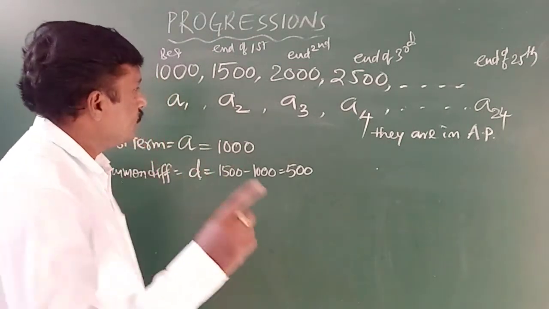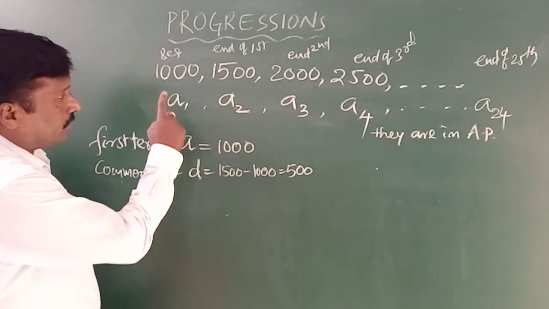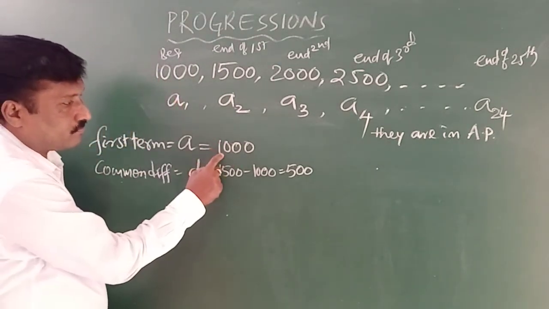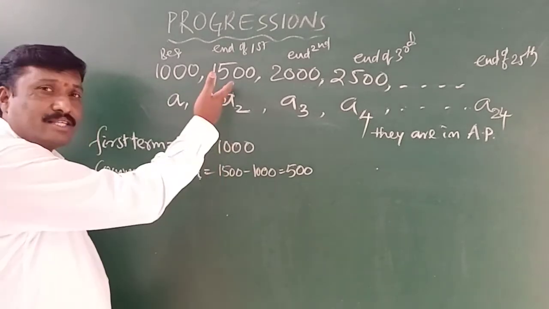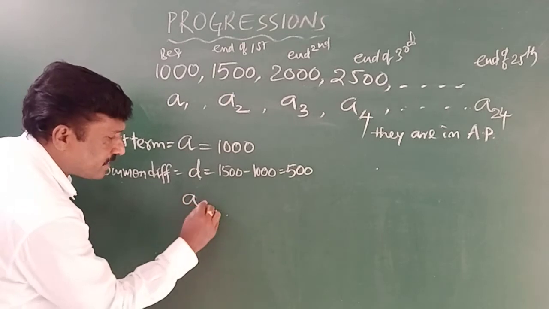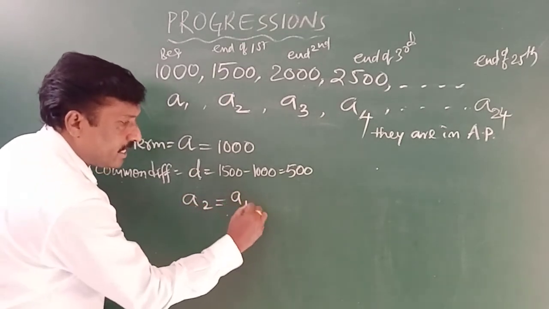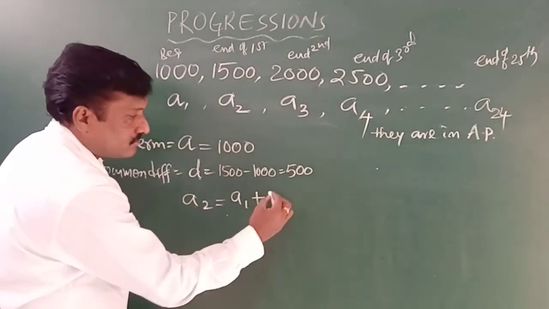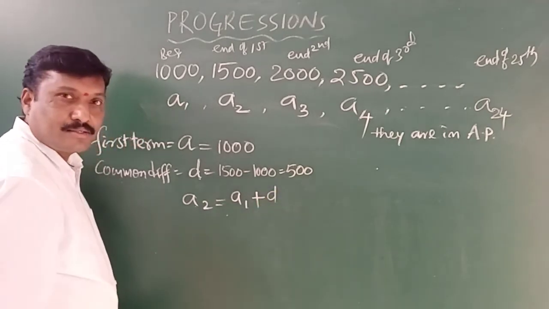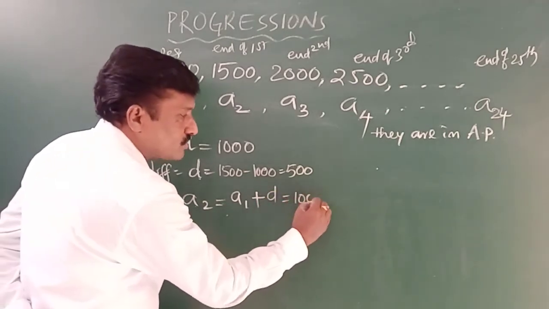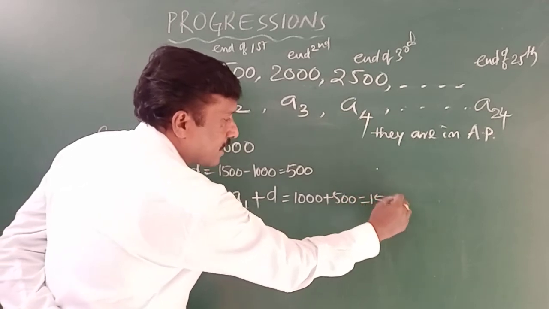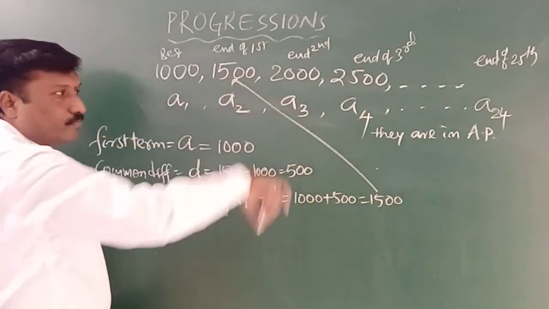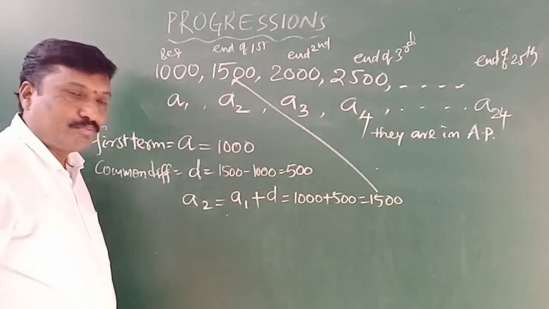Here you can see, the first term is 1000. I want to know what the second term is. You get the second term by taking A1 plus the common difference. What is it? 1000 plus 500, you get 1500.